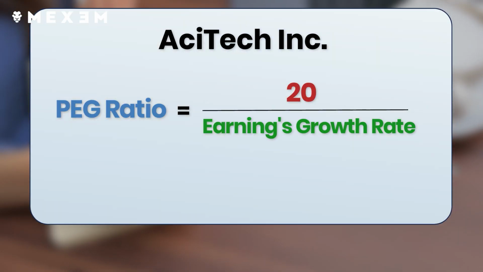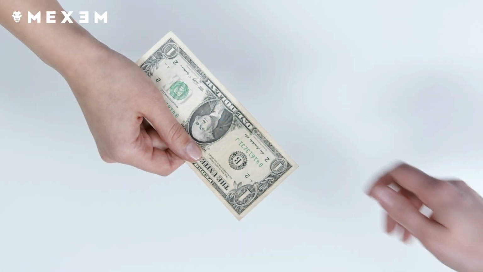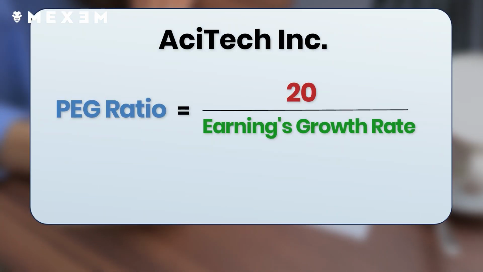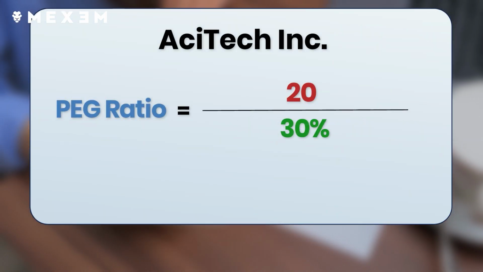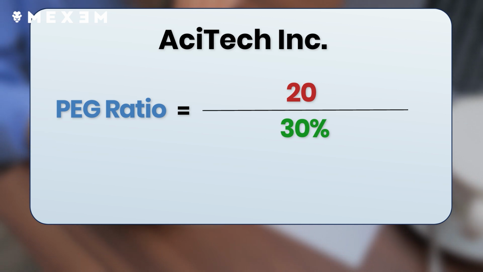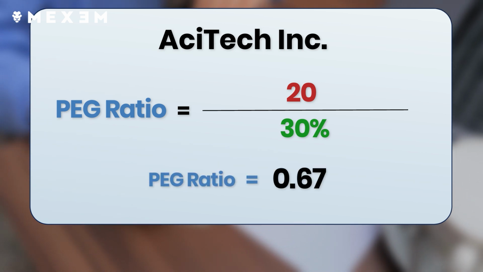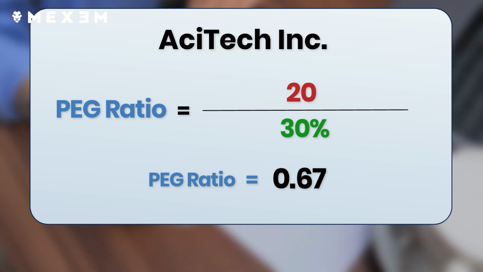Acetec has a PE ratio of 20, indicating that investors are willing to pay a premium for its stock. However, the company has an expected earnings growth rate of 30% over the next 3 years. This results in a PEG ratio of 0.67, suggesting that Acetec stock may be undervalued relative to its growth prospects.